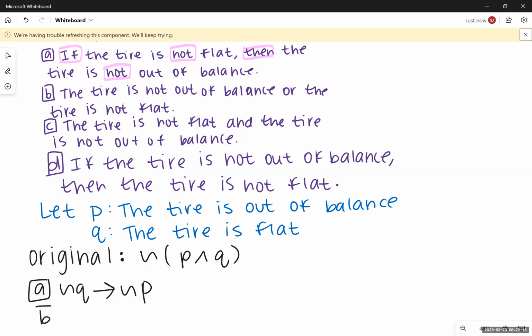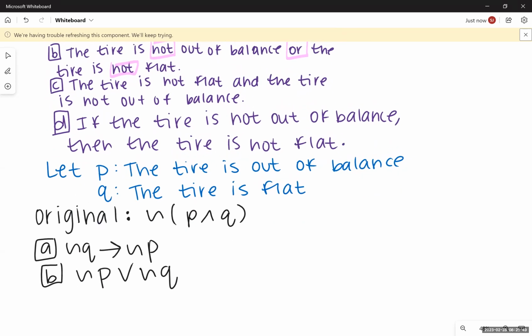Now for my B statement, I also have keywords. My keywords here would be not, or, and not. So let me write that symbolically. The tire is not out of balance, which is my P, not out of balance, or not flat. Actually, since I already kind of changed it, I'm gonna scooch up just a little bit, okay? Like that. That was me doing the B.